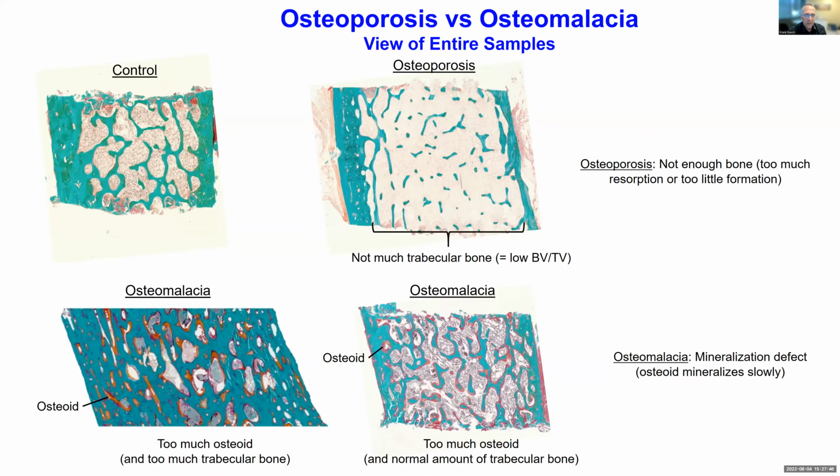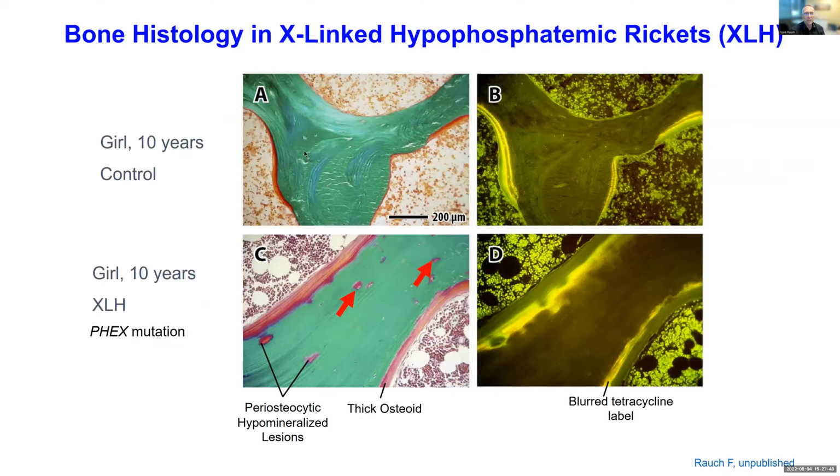That's shown in a better magnification here in a case of a child with hypophosphatemic rickets. So on top, you have a control sample of a 10-year-old girl. You see the mineralized bone in green, unmineralized in red. On the tetracycline label, you can see two lines that are clearly distinguishable. And in the lower part, the biopsy from the girl with X-linked hypophosphatemic rickets due to a PHEX mutation, you can see that the osteoid is much thicker.